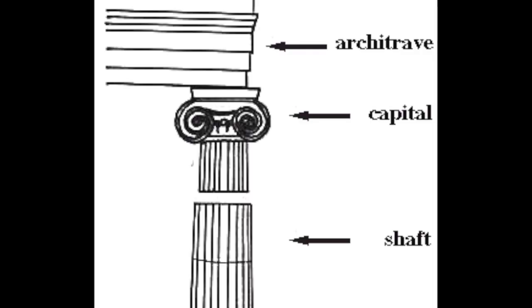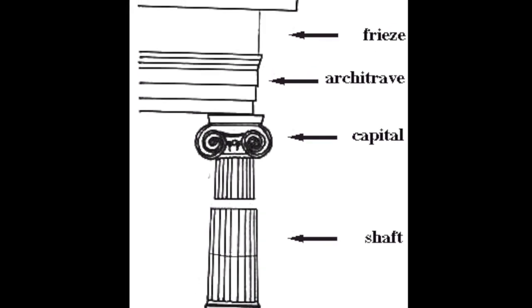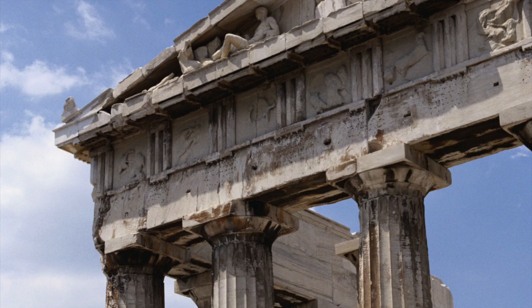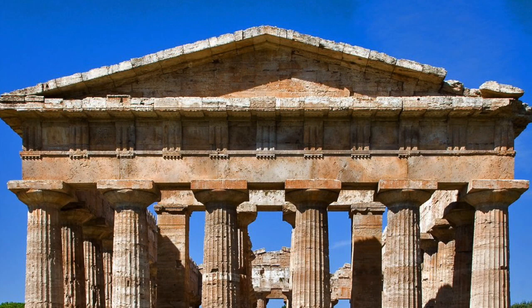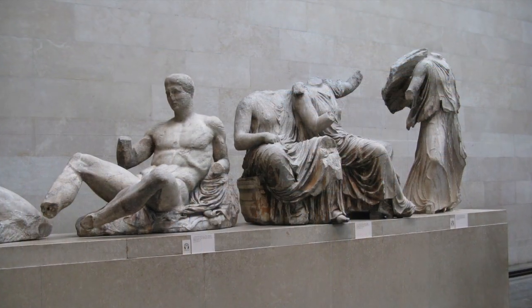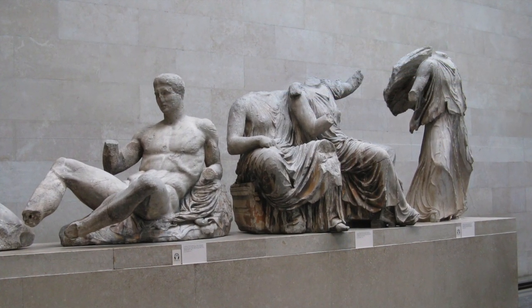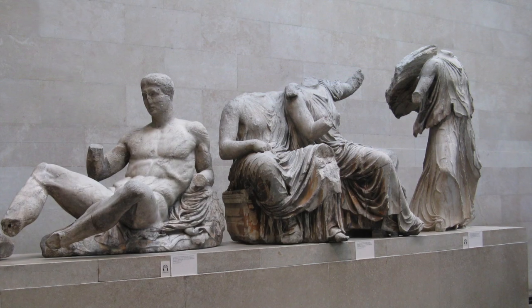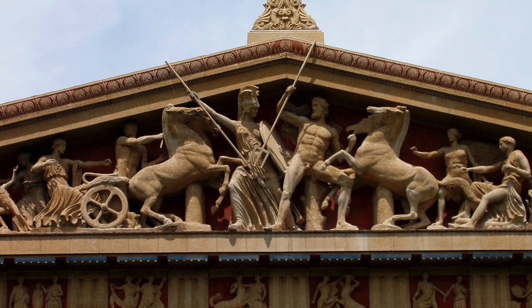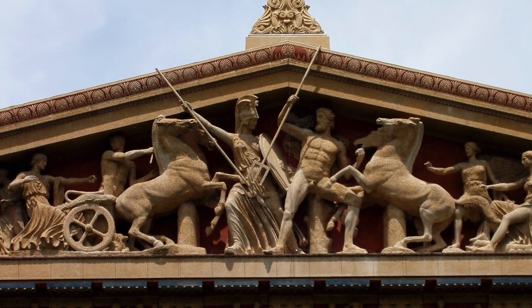Resting at the top of the capital is an architrave and a frieze, which is usually decorated. The roof is supported by the frieze. This triangular shelf created at the roofline and the frieze is called the pediment. A lot of times we'll see sculptures placed in these pediments that tell stories about the patron god of the temple or whatever.